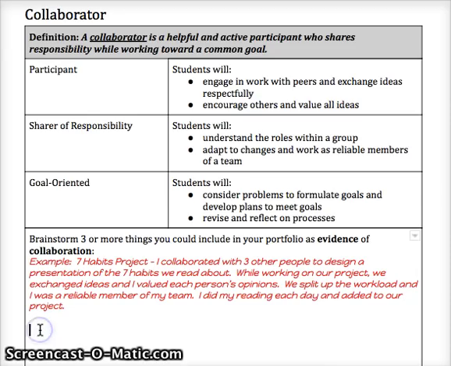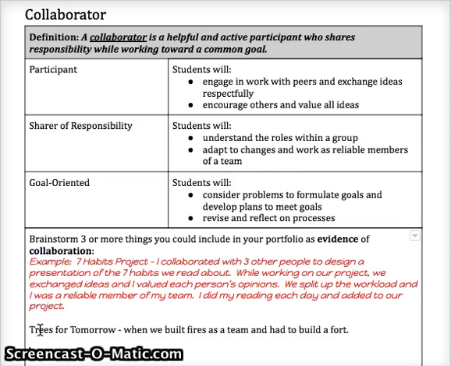I would then go on and add another project or another time when I demonstrated that I was a collaborator. I could say another example would be at the Trees for Tomorrow field trip. I showed this when we built fires as a team and had to build a fort. It's a brainstorming document, so I can just write a little bit if I want, or I can write more if I have a lot of ideas. And then I could think of another time when I collaborated, maybe something we did in math class with your study teams. So the sky's the limit, be creative, think of what are the different things that you've done this year across the board that can show that you know how to collaborate, okay?